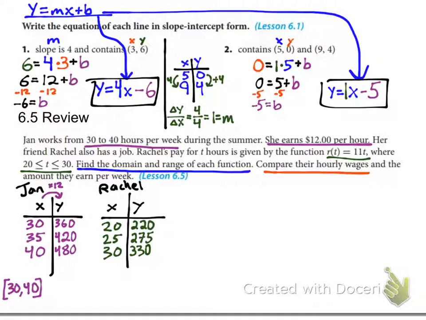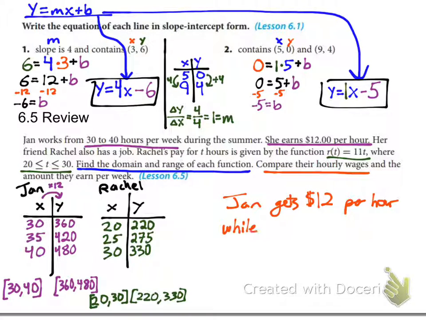Now, that means that the domain for Jan's job is from 30 to 40, and that's how we write that in interval notation. The output, or the range, is from $360 all the way up to $480, and that's how much she could earn each week. For Rachel, the domain goes from 20 to 30, again including 20 and 30, and the range goes from 220 to 330.